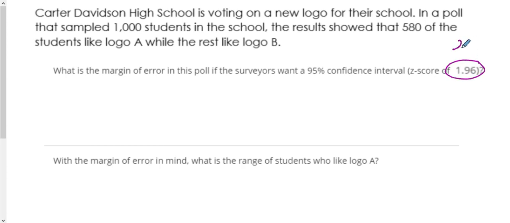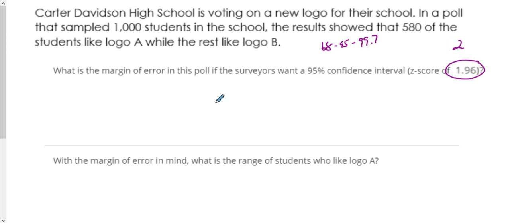Notice how we were using 2 before? This 1.96 is actually a little bit more accurate. That whole 68, 95, 99.7 rule is actually kind of like an estimate, right? It's not 100% accurate. It's close. So this value is just a little bit more accurate than a 2.